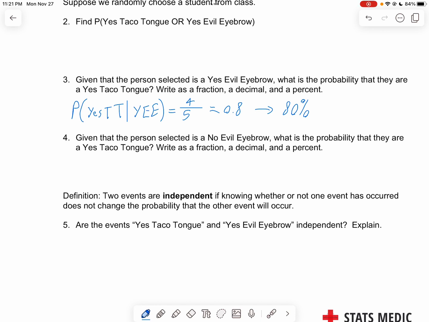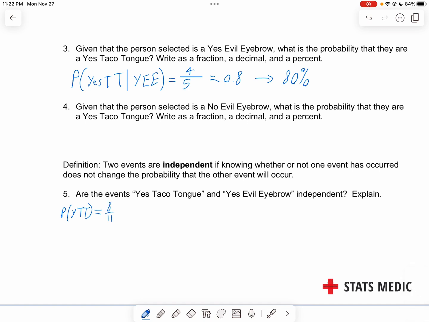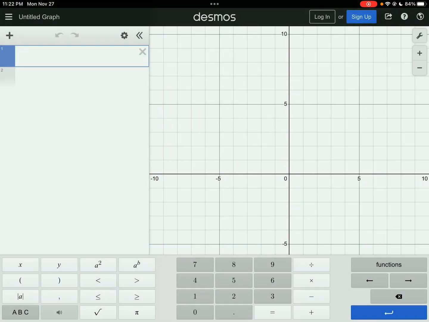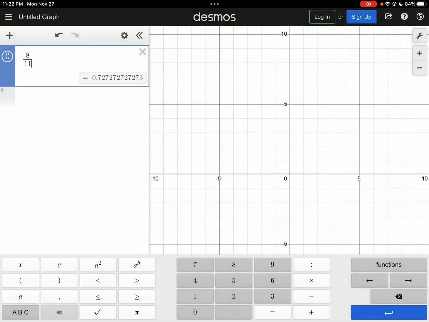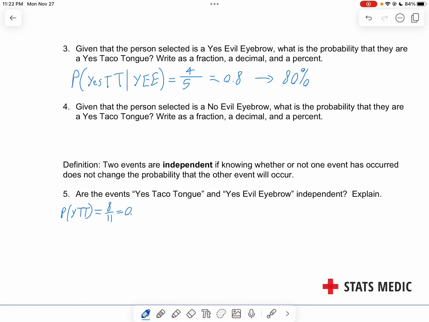So first, let's take a look at the probability of yes, taco tongue. And if I just look up here, the probability of yes, taco tongue is 8 out of 11. Okay, I believe plugging that in would give me 0.777, I think. Let me just double check. I'm probably wrong. 8 divided by 11 is 0.7273. And that translates to roughly a 73%.